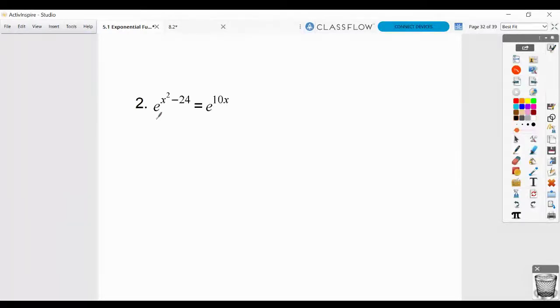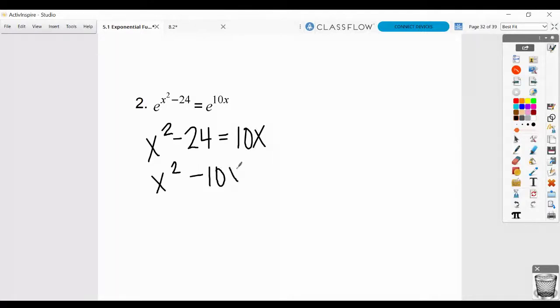Okay, so here's the same thing. You've got e to the x squared minus 24 equals e to the 10x. So you can just set your exponents equal to each other. Now when you look at this, you need to actually set this equal to 0. This is a quadratic equation, if you remember that from Algebra 2. So you're going to subtract the 10x over and set it equal to 0. So does anyone remember how to factor? Because that's what you're going to have to do with this.